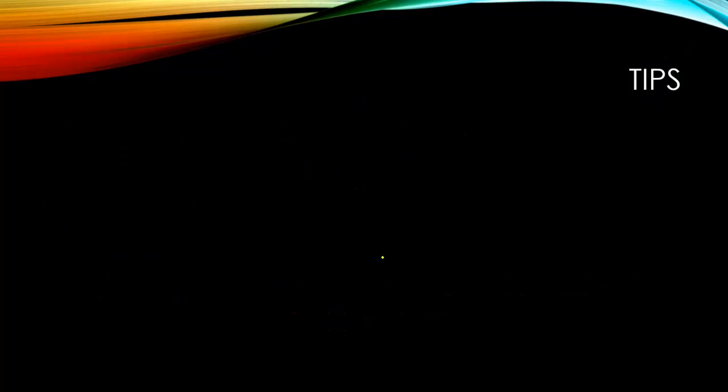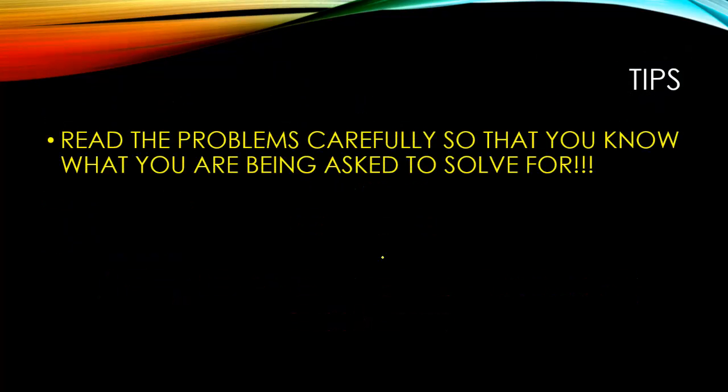So some tips. Make sure you read the problems carefully so you know what you're being asked to solve for. What I mean by that is like domain and range. If they're asking you to solve for the range, you are solving for the y and you're given the x. If they ask you to solve for the domain, then it's the other way around. Might be a little confusing to read about, but in practice, hopefully you'll get it without too much of a problem. And I am there to help you.